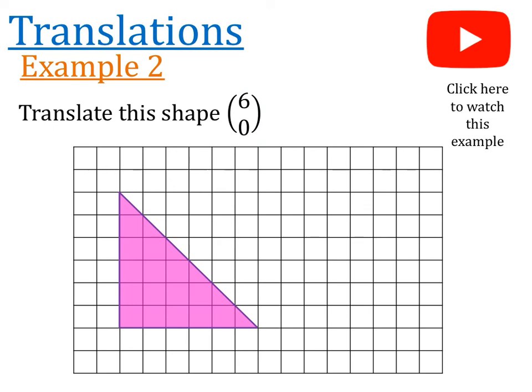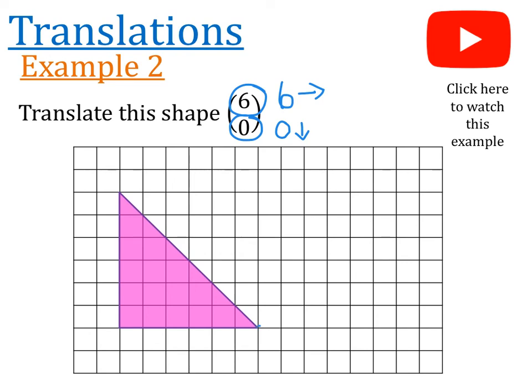All right, final example for me today. Translate this pretty pink triangle (6, 0). So the 6 just means 6 to the right, and I wanted to put this 0 in here because a lot of people get really concerned with the 0. That just means 0 up or down. It doesn't matter if it goes up or down because it's not going anywhere at all. It's really just going 6 to the right.